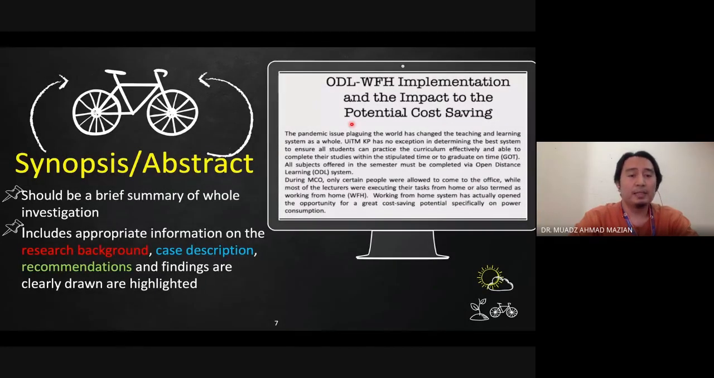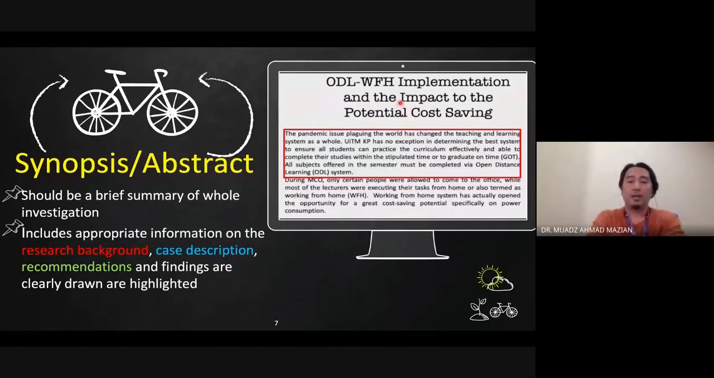Okay, next slide is synopsis or abstract. In this synopsis or abstract, there should be a brief summary of the full investigation, like an abstract in literature or in the research you do. So we have to have an abstract, where you put a brief summary or explanation regarding your research or literature, and it includes appropriate information on the research background, case description, recommendations, and findings clearly highlighted. So this is an example of the ODL abstract we made.